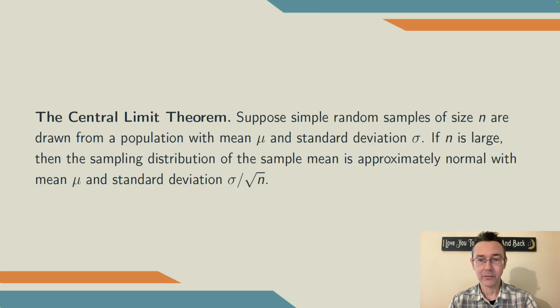Quick refresher on the central limit theorem. Suppose simple random samples of size n are drawn from a population with mean mu and standard deviation sigma. Now, this population could have any shape whatsoever. It doesn't necessarily have to be bell-shaped. If n is large, then the sampling distribution of the sample mean is approximately normal, so it does have a shape that we know something about. Furthermore, the mean of the sampling distribution of x bar is mu, and the standard deviation is sigma divided by the square root of n. Notice the phrase n is large as a condition on this theorem. That's pretty vague. We will talk a little bit about how large is large enough in just a minute.